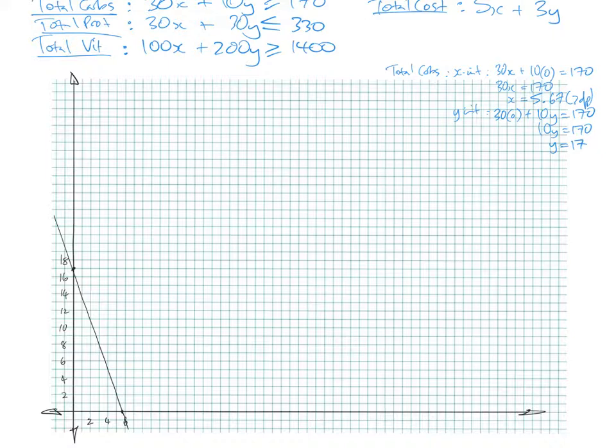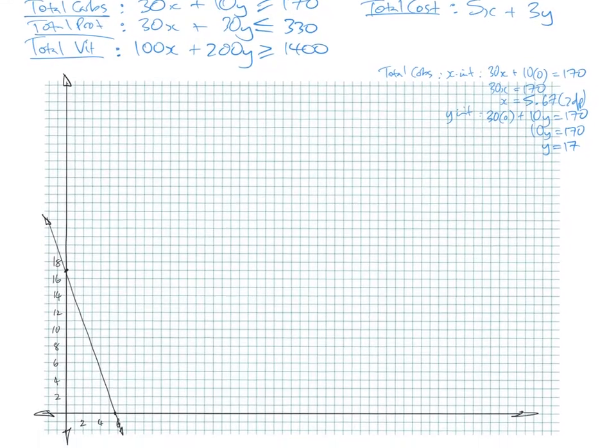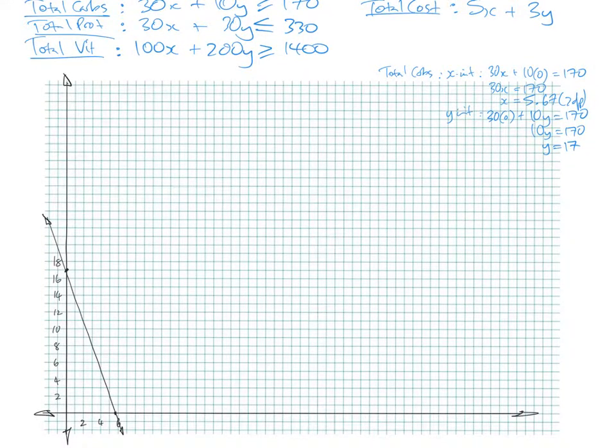First one down. That is representing the carbohydrates constraint. Second, we need the protein constraint. So total protein, x int is going to be 30x plus 30 lots of 0 is equal to 330. 30x is equal to 330. X is going to be 11.